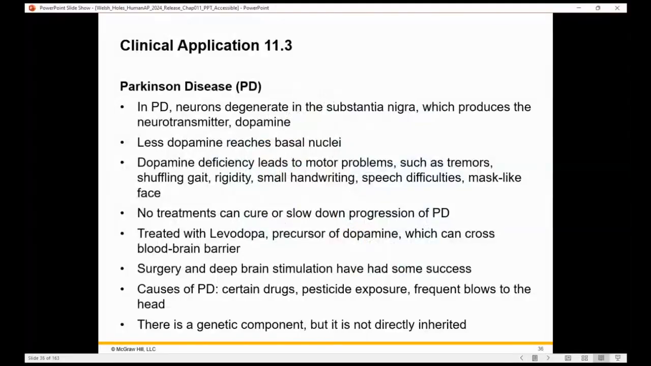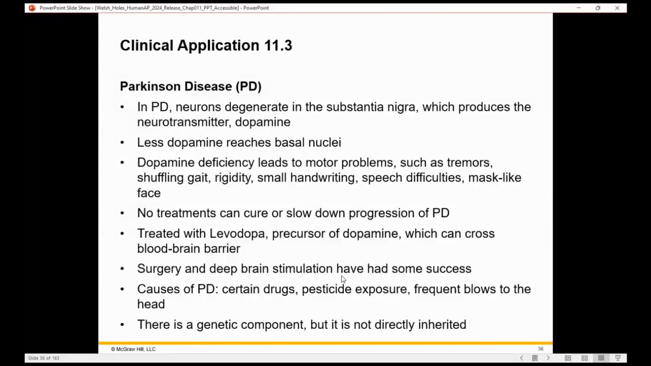Clinical application, Parkinson disease. In this disease, neurons degenerate in the substantia nigra, which produces the neurotransmitter dopamine. So less dopamine then reaches the basal nuclei. Dopamine deficiency will lead to motor problems such as tremors, shuffling gait, rigidity, small handwriting, speech difficulties, and mask-like face. There's no treatment that can cure or slow down the progression of Parkinson's. It is treated with levodopa, which is a precursor of dopamine, and this can cross the blood-brain barrier.